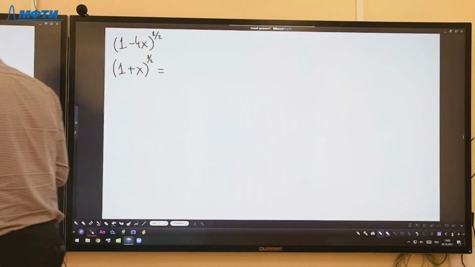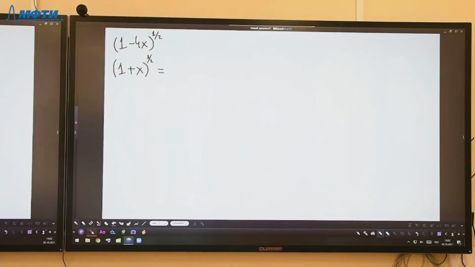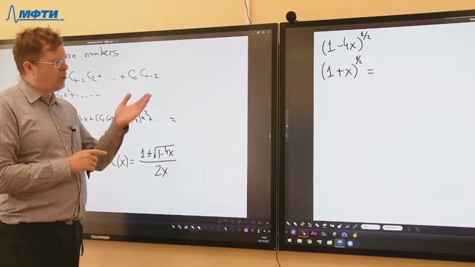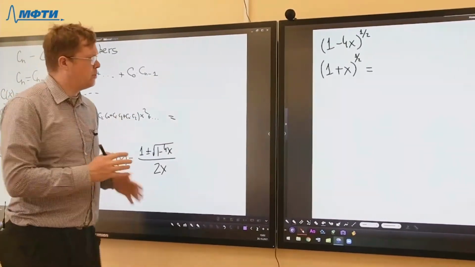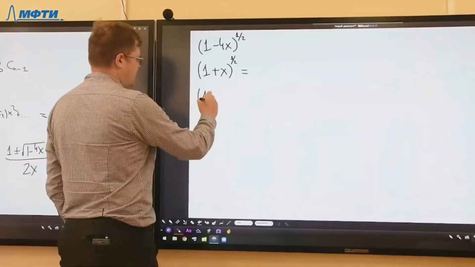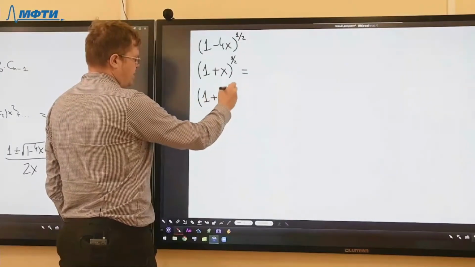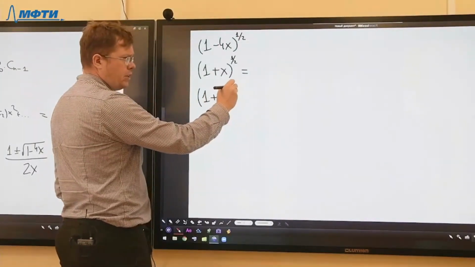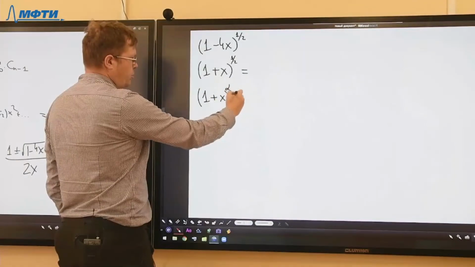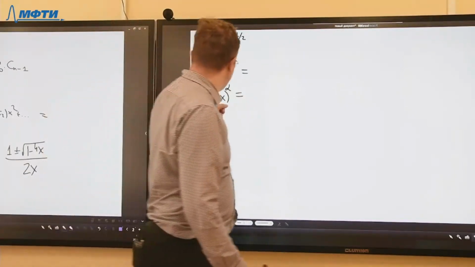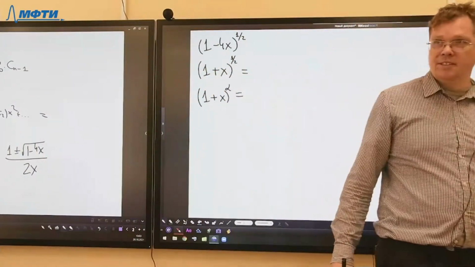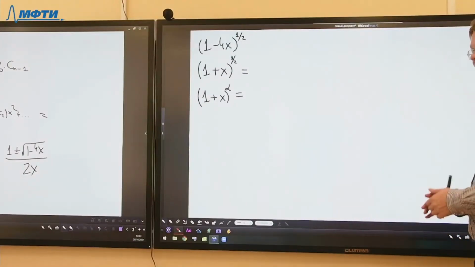We can just try to find the first terms. I will give you the formula because I think you already know it. If you know the Taylor series, then you will know how to write the formula for 1 plus x to the power alpha. Yes?